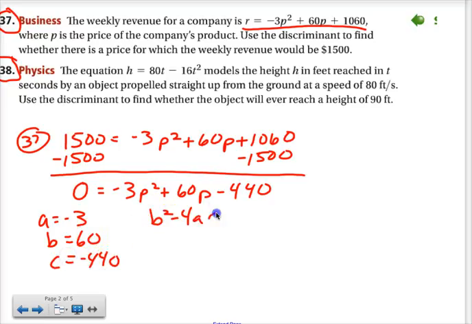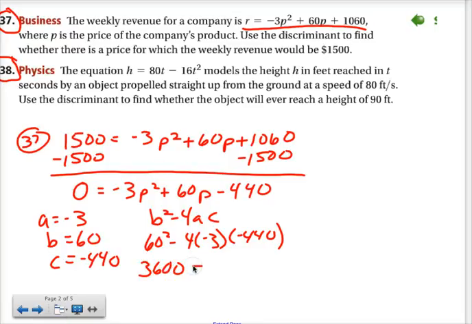So our A value is negative 3, our B value is 60, and our C value is negative 440. And we need a little b squared minus 4ac action here. So 60 squared minus 4 times negative 3 times negative 440. Well, 60 squared is 3,600. So let's see what we get here. We've got 4 times 3, which is 12, and 12 times 440.